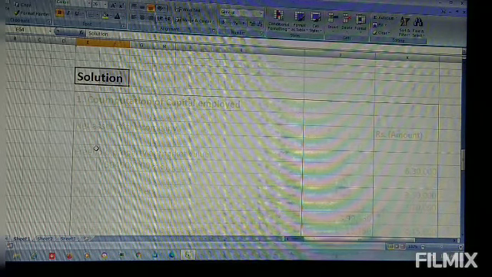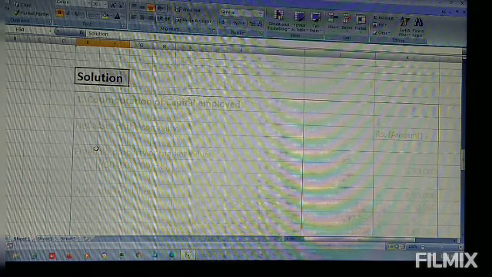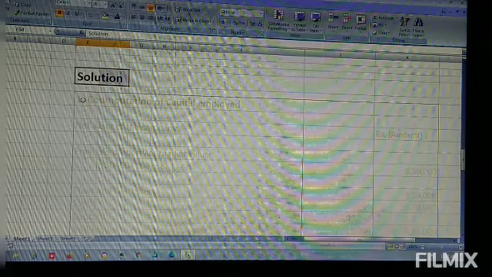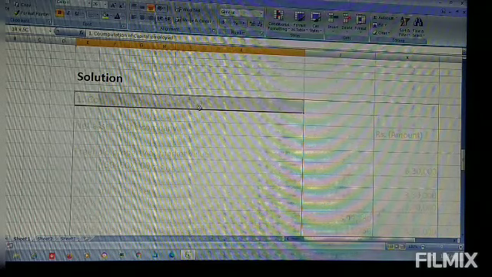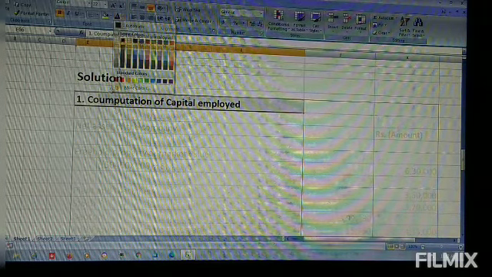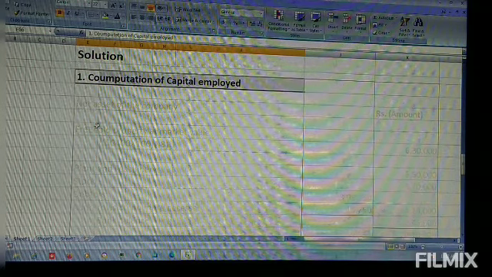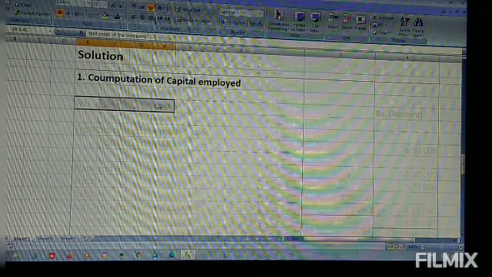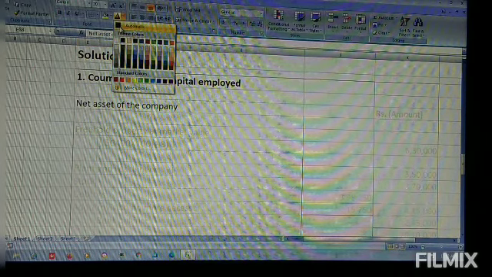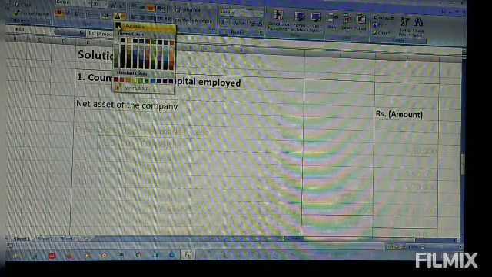First we have to find out the capital actually employed, meaning we have to find out the net assets. Okay, we'll see. Write point number 1, computation of capital employed. So first we have to find out the net assets of the company. We have to ascertain the net assets of the company, and in the amount column write amount.